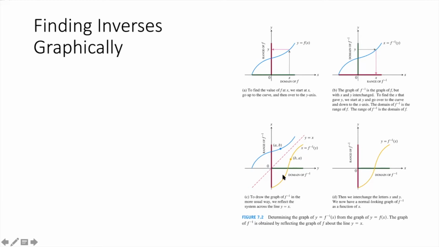So when I'm standing in front of a class, what I like to do is actually take a piece of paper, draw the graph of f in some nice wet marker, and then I fold the paper over, and where the smear comes up is the graph of the inverse function. Okay, and then interchange the letters x and y. We now have a normal looking graph of f inverse as a function of x.